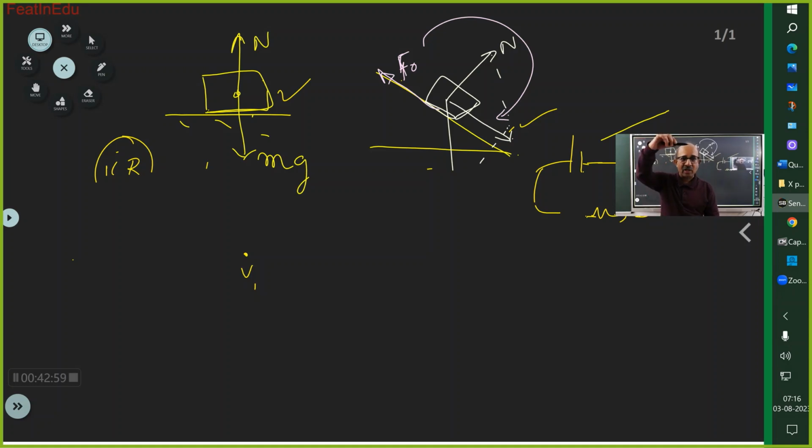So the gravitational potential energy of this pen on the table with respect to the table is 0. The gravitational potential energy of this with respect to the table is mgh. Got it now? Yes. Now, if I divide this potential energy by m, then what will I get? Potential energy per unit mass.